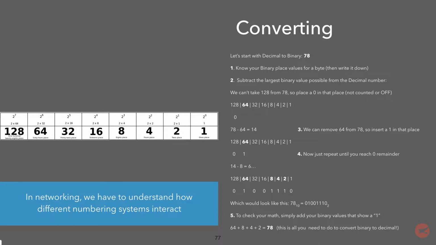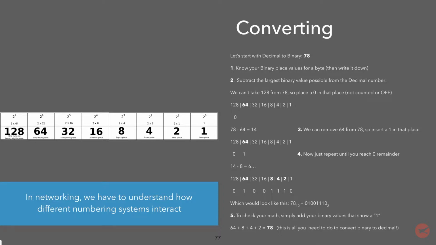So step one is to know your binary place values for a byte, and then just write them down at the top of your sheet of paper. Eventually these will come to you from memory, but for now, it'll definitely be helpful to write them down. Once we have all of that information written down, which you'll see on the left, step two is to subtract the largest binary value possible from that decimal number.